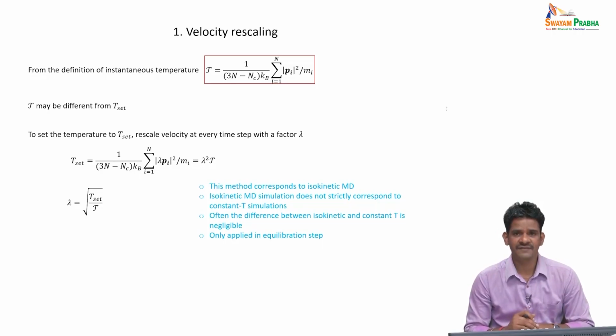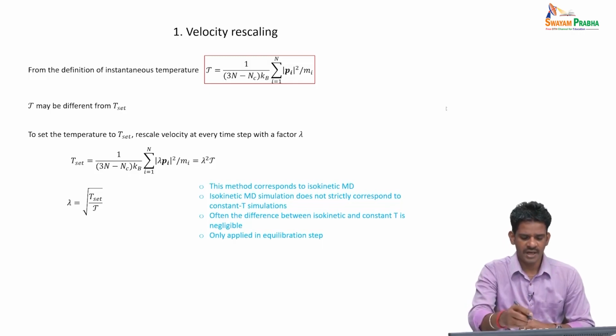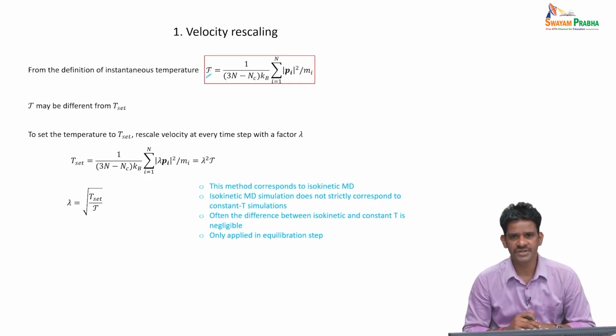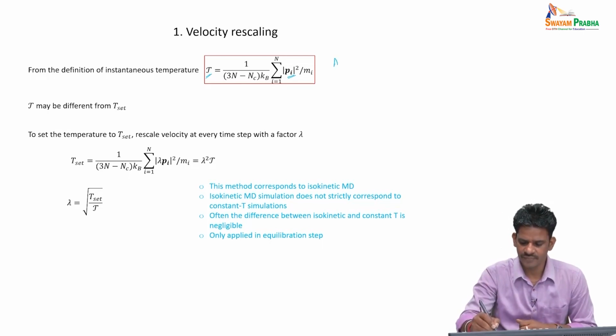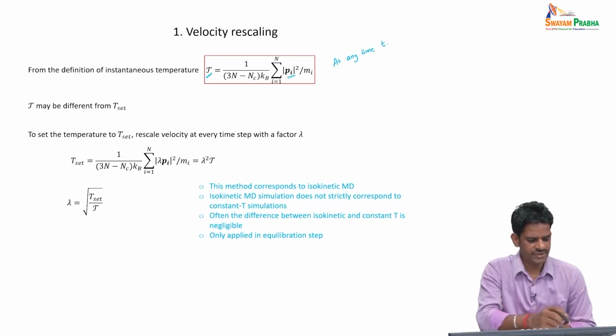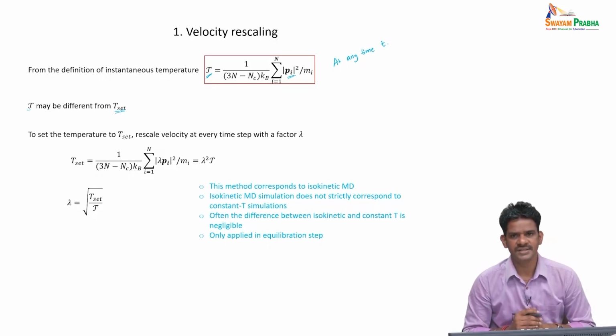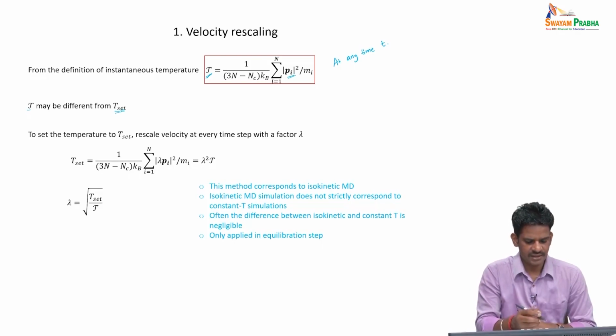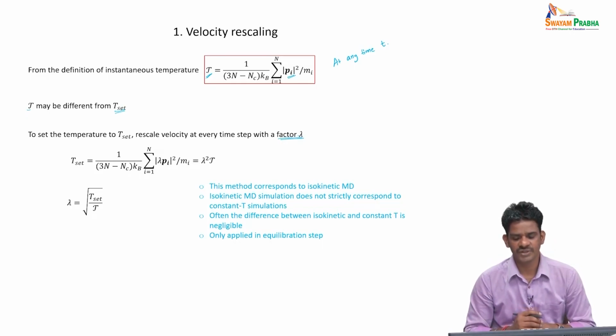To find out the scaling factor, we can go back and look at how we measure the instantaneous temperature, using the momentum or the particle velocities. At any time t, we measure this instantaneous temperature, and it may be different from T set. T set is the desired temperature that we want the system to be at. So what we can do is take all the velocities and multiply them by a factor of lambda, so that the temperature is set at T set.